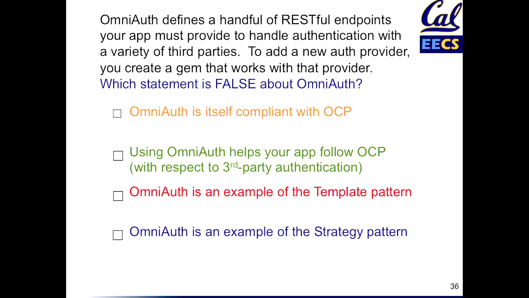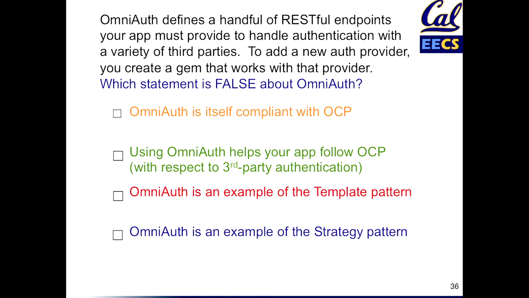So here's an example to see if you can apply this to a piece of software that many of you have seen and that we talked about when we did third-party authentication. We talked about OmniAuth. OmniAuth, as we saw, defines a small number of RESTful endpoints, routes in your application that you have to provide that handle the results of authentication with a variety of third parties. So there was a failure hook, there was a success hook. And when you add a new auth provider, as you saw, there's all these gems that implement authentication to work with different providers alongside the basic OmniAuth gem.